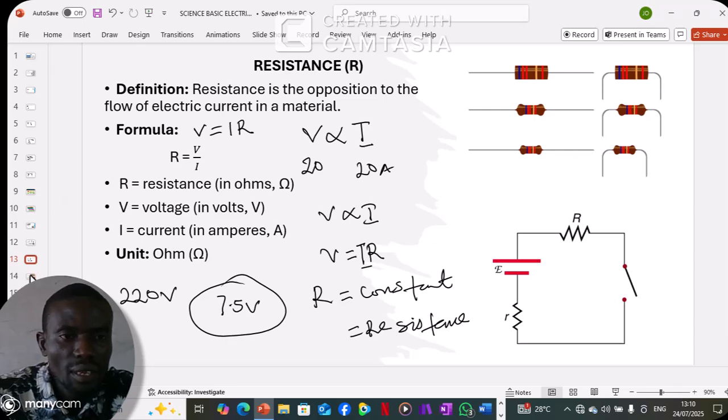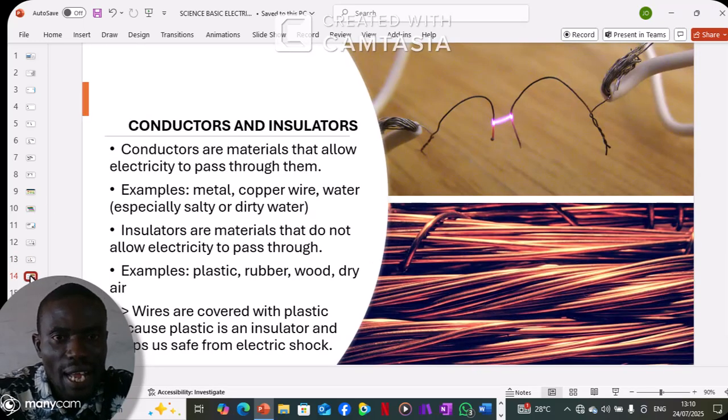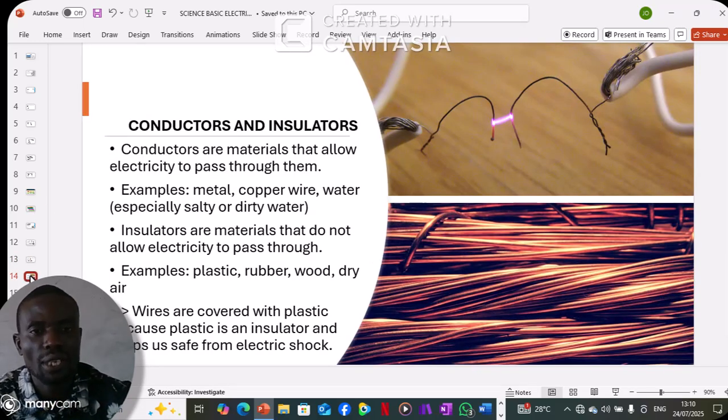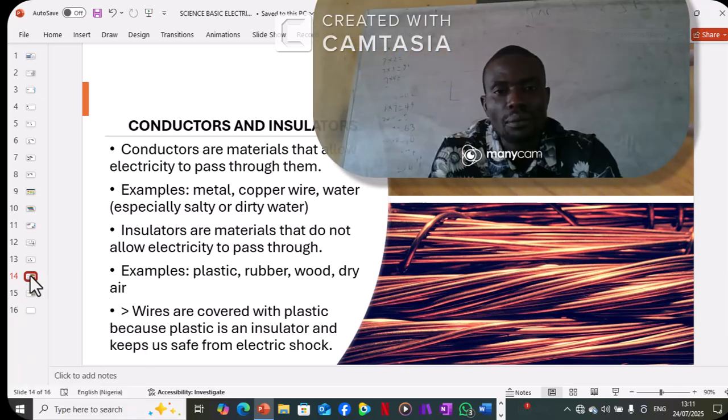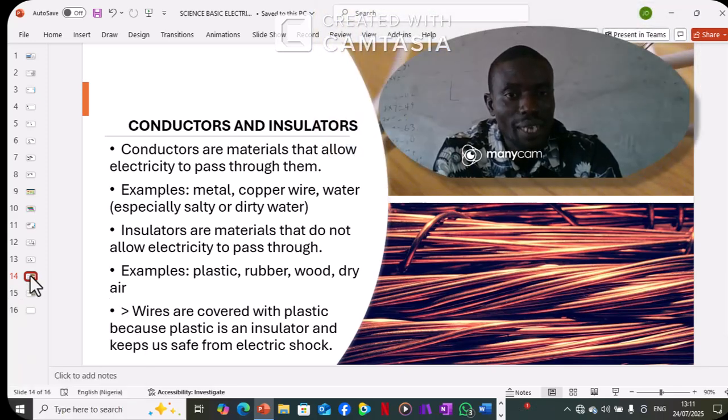All right, let's look at another topic: conductors and insulators. What are conductors? What are insulators? I just explained resistance to you. That is the opposition to the flow of charges, and it varies. It depends on the material of the wire. We have different types of materials: copper, gold, aluminium.